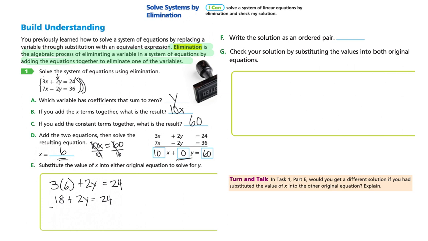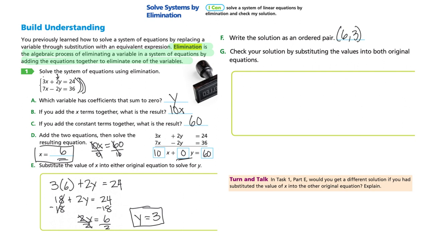And so I'm going to subtract 18 from both sides. So now I'm just left over here, that's 0. I have 2y equals 24 minus 18, which is 6. And so I know I can divide both sides by 2. And so this cancels to 1, so I'm just left with y on one side, which is what I want, equals 3. So that's what they wanted you to do there. So write the solution as an ordered pair. Well, here I have x equals 6 and y equals 3. So my ordered pair is 6, 3.